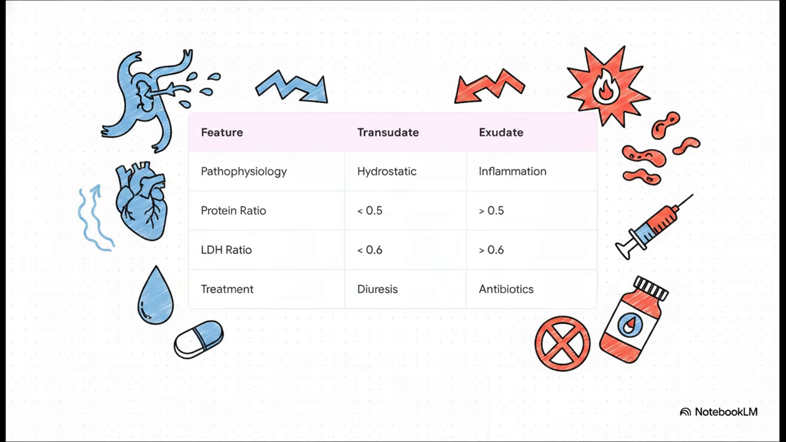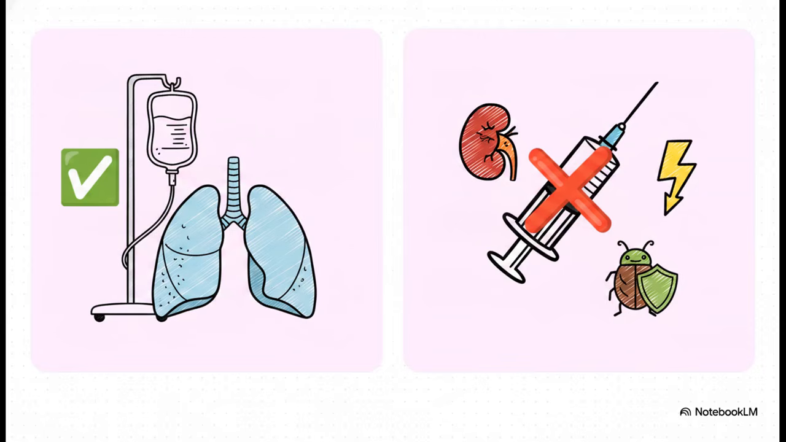Now, let's actively take down a really common, dangerous exam trap. Why not empiric IV antibiotics? Well, as we just established, this isn't an exudative effusion. Our patient has no fever, no pleuritic chest pain, and zero systemic signs of infection. Administering empiric antibiotics here isn't just slightly wrong. It actively exposes the patient to unnecessary and potentially dangerous risks like nephrotoxicity, antibiotic-associated diarrhea, and antibiotic resistance.